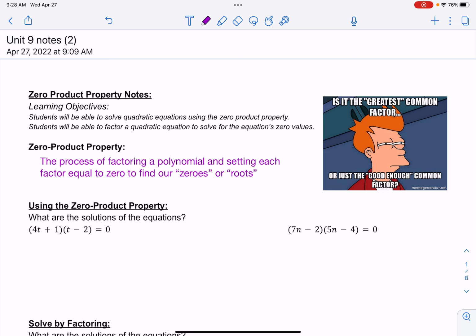So the zero product property, remember, is just the process of factoring our polynomial. And then each of our factors that we get, we set those equal to 0 and then solve. The answer that we get is referred to as zeros or roots, and we just label it as x equals and then whatever our number is.